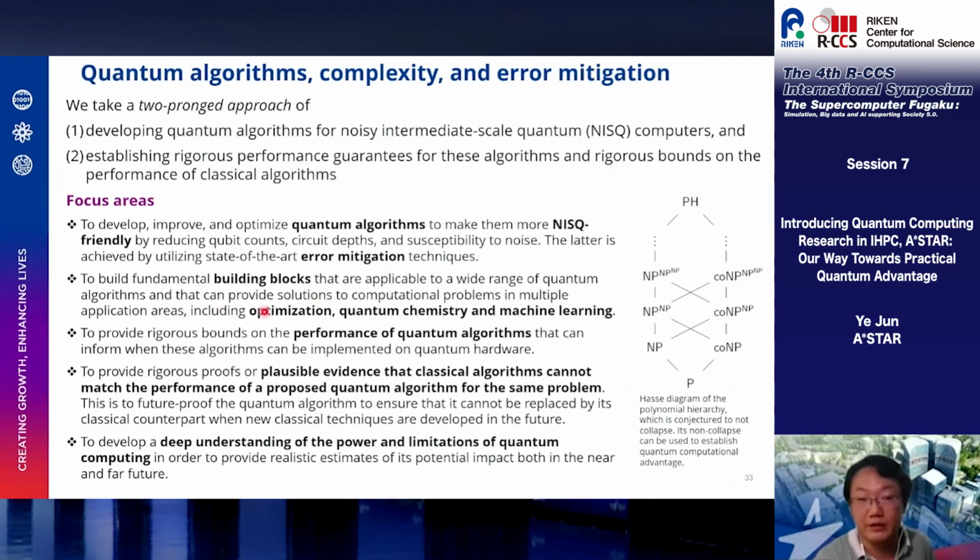We are also looking at finding rigorous bounds for the performance of the quantum algorithms. And we are looking at finding the proofs or plausible evidence for classical algorithms that cannot match the performance of the proposed quantum algorithm for the same problem, which is serving as the fundamentals of our benchmarking and the benchmarking targets. Then lastly but not least, we are trying to develop a deeper understanding of the power and the limitation of quantum computing.